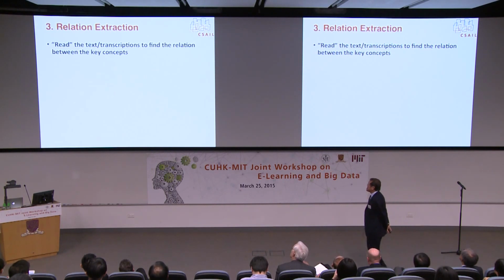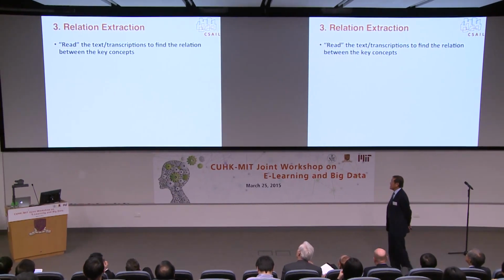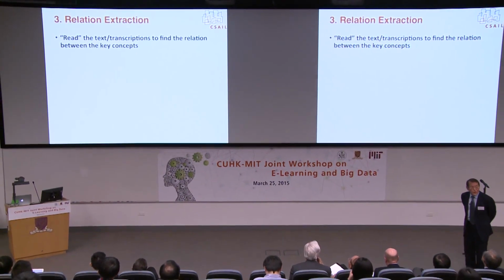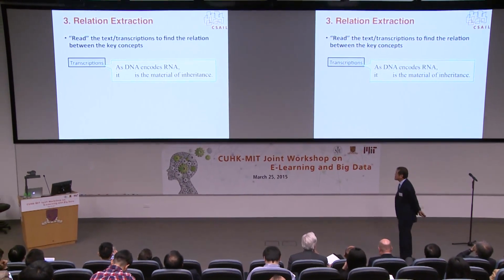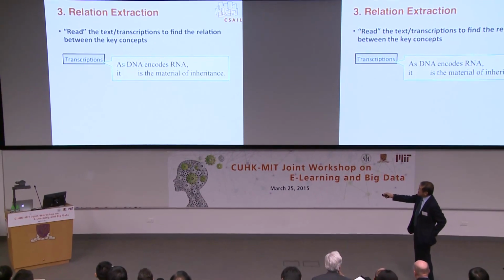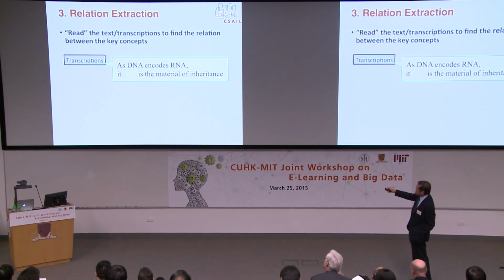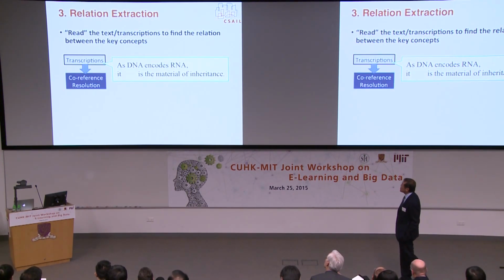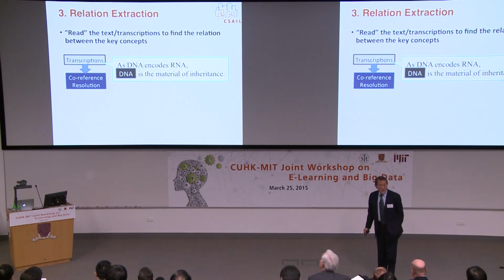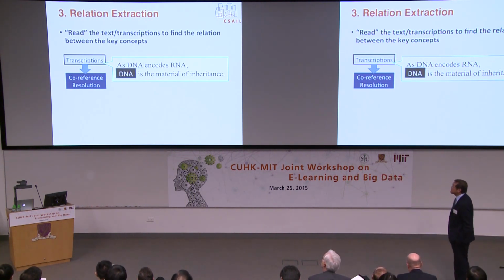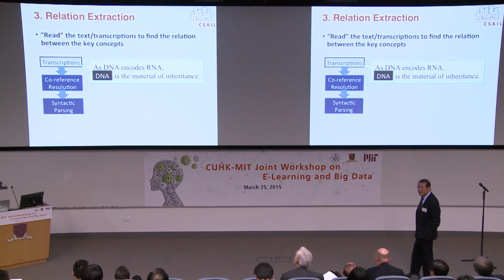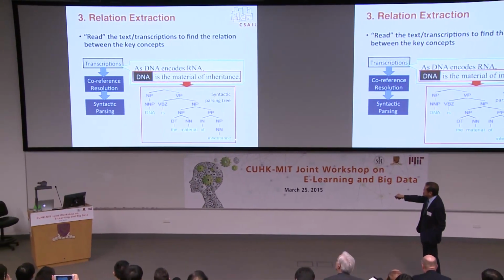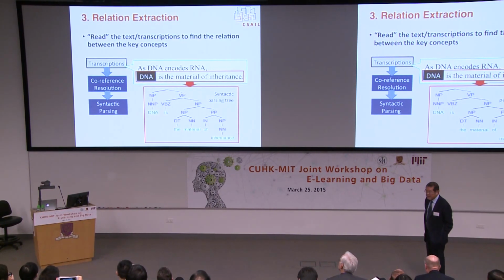The third step is you begin to extract the relationships. What you want to do is form the relationships based on these kinds of concepts. So if the transcript said, the DNA encodes RNA, it is the material of inheritance, this pronoun reference you want to change to co-reference and turn it into DNA. Okay? Just converting the pronoun into its reference. Then you do some syntactic parsing of these sentences, and come out with the parsing of the sentence, DNA is the material of inheritance, for example.